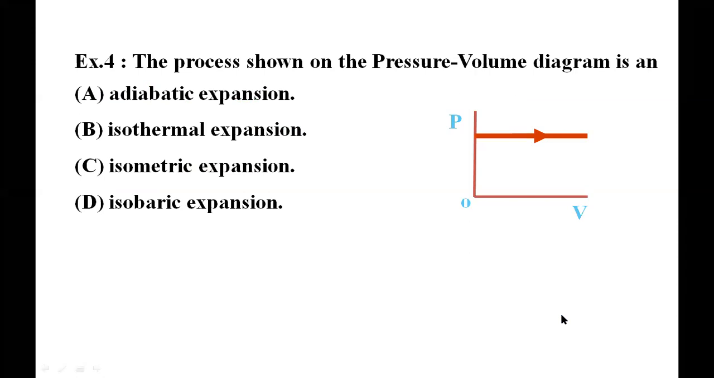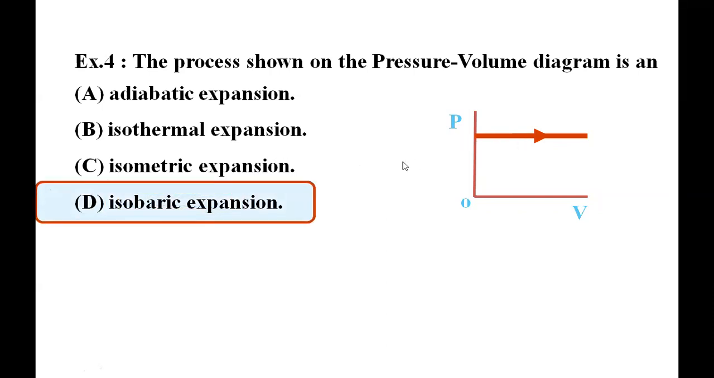Okay, we go to thermodynamics flow. Some examples. The process shown in the pressure-volume diagram. We have a pressure-volume diagram, and this is the process. What is this? Is it adiabatic expansion, isothermal expansion, isometric expansion, or isobaric expansion? We see here that the pressure is constant, so it's isobaric expansion.